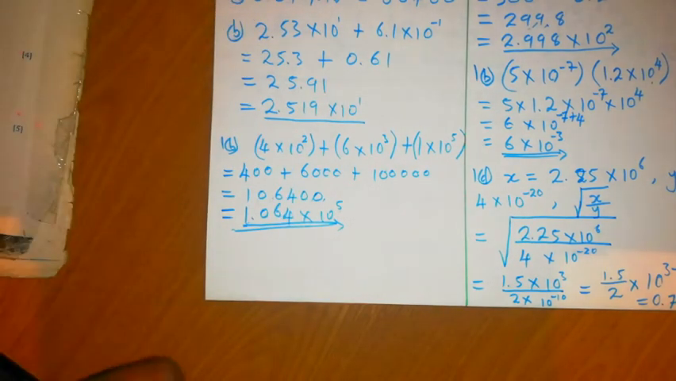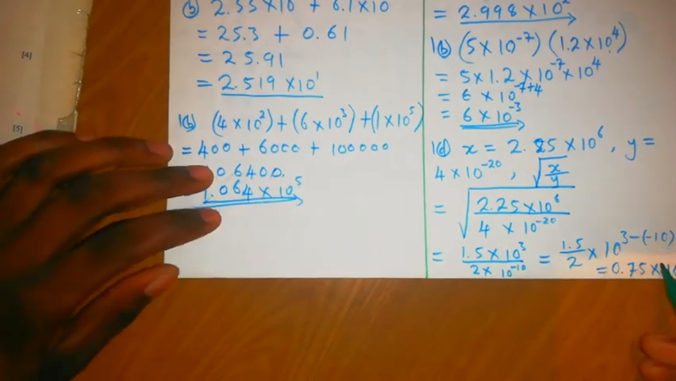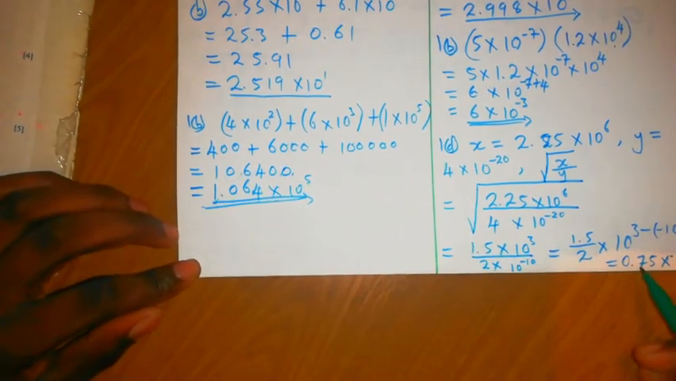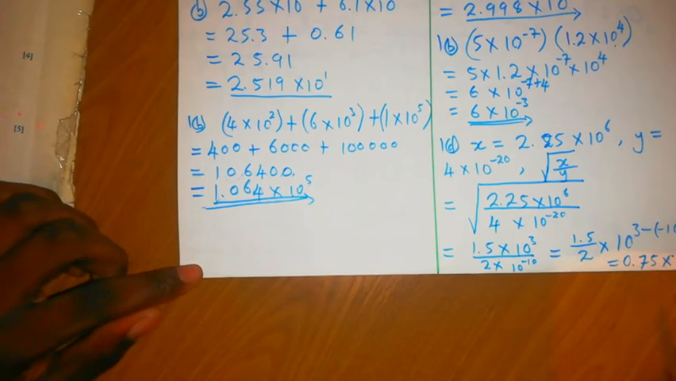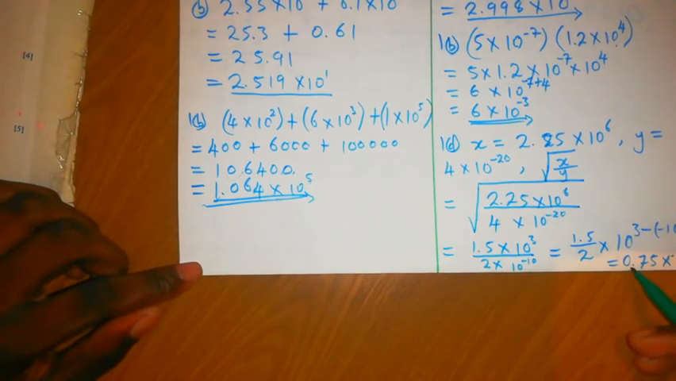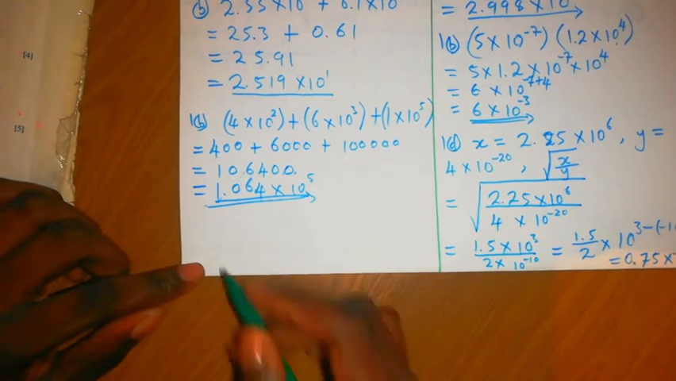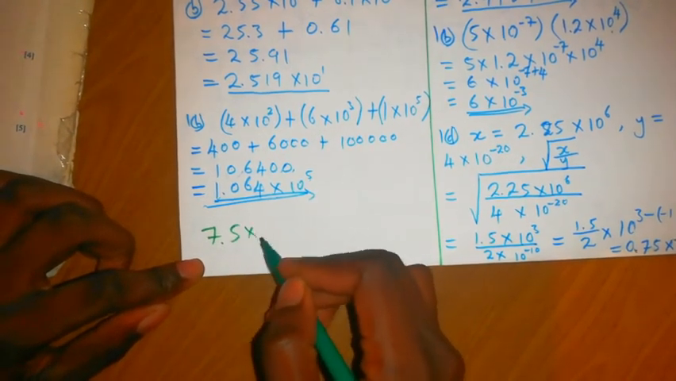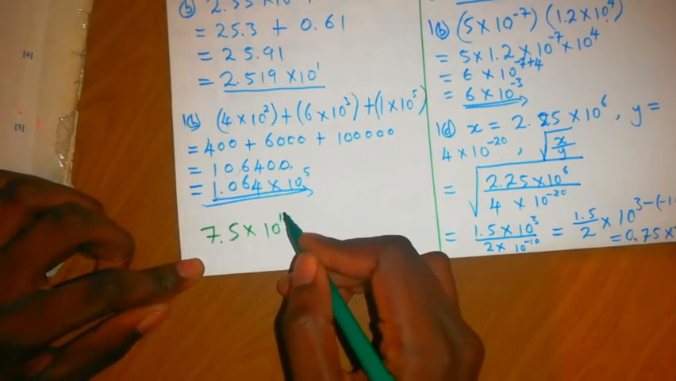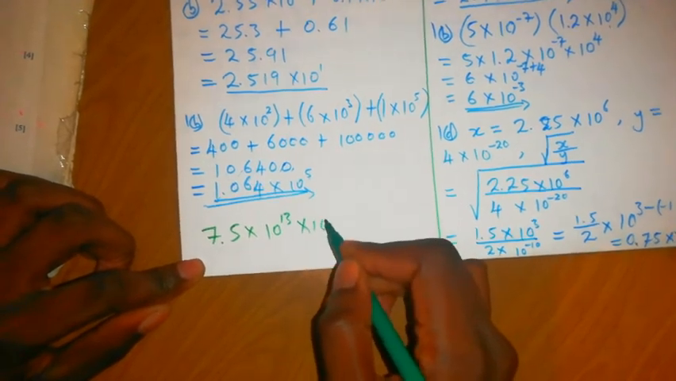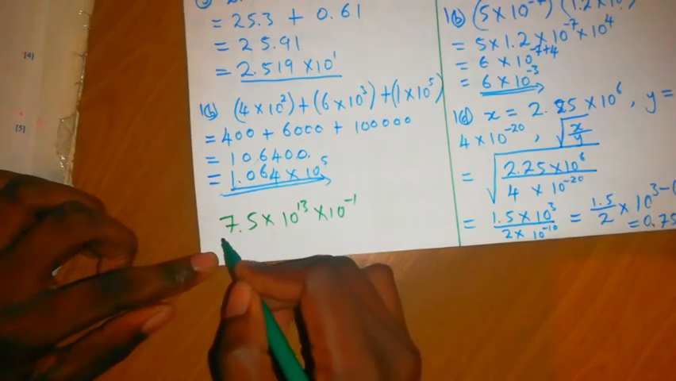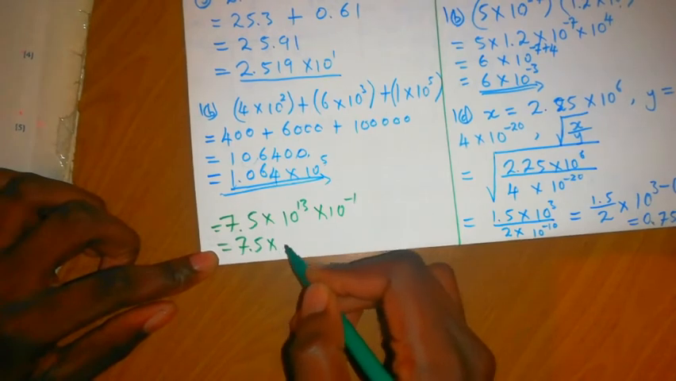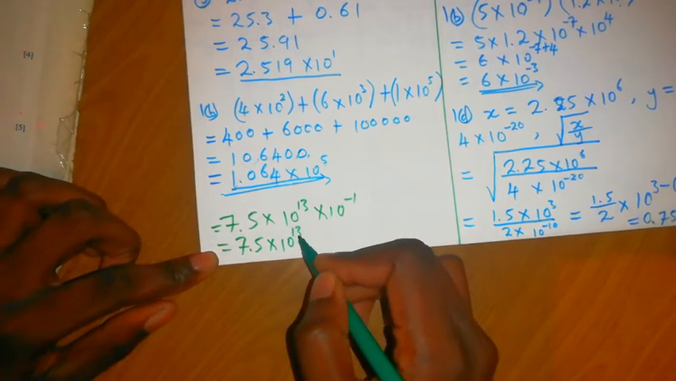Then moving on to my final answer, I can put it here. Since you are following, you can see what's going on. So from that one, I'm now coming this side. This number is abnormal. So how many times is my comma supposed to move for it to be normal? It's 1. So it's going to be 7.5 times 10 to the power 13 times 10 to the power negative 1. So that's now equal to 7.5 times 10 to the power 13 minus 1.